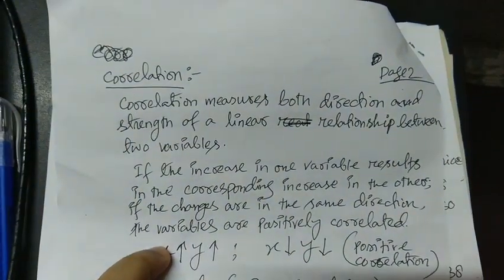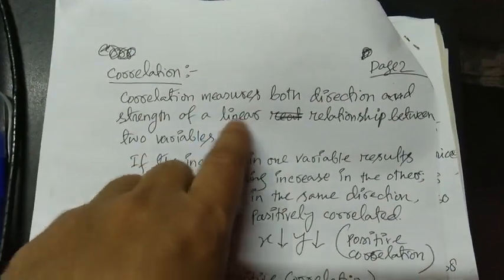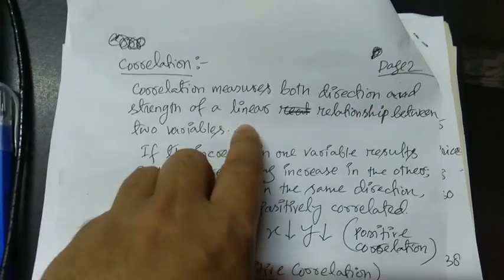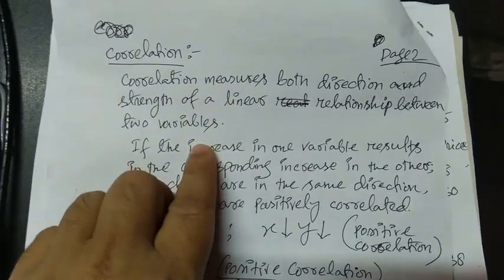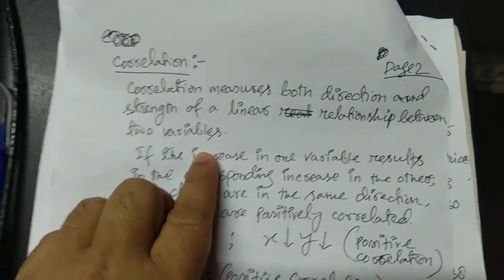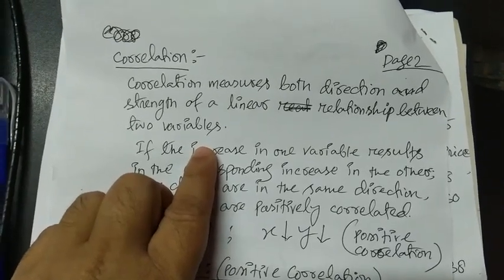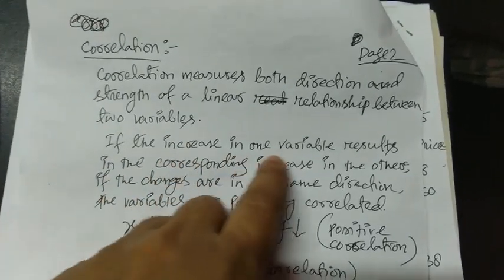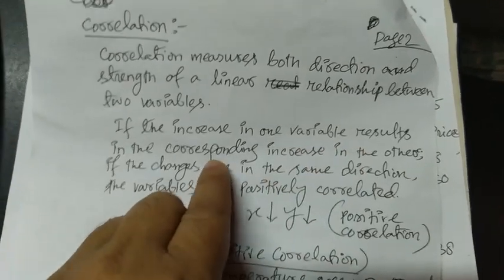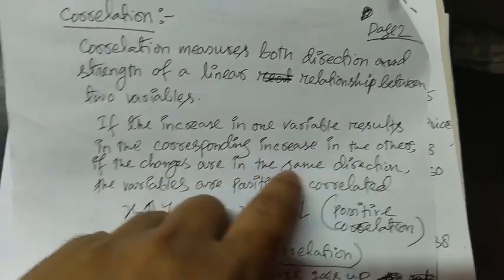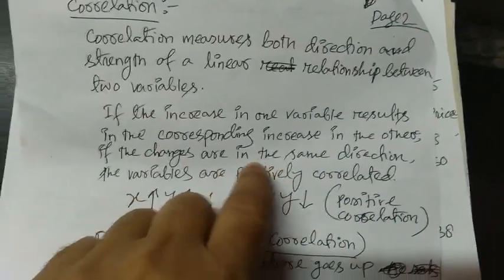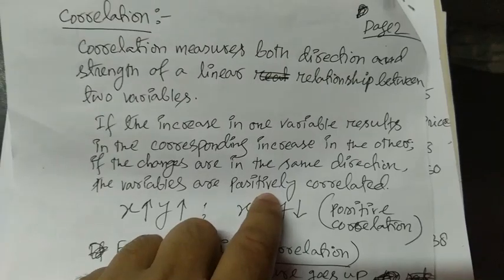So let us turn over to page number 2. Now we will study correlation. Correlation measures both direction and strength of a linear relationship between two variables. When you calculate correlation, you not only get the direction of the relationship, but you can also measure its strength. If the increase in one variable results in a corresponding increase in the other variable, that is, if the changes are in the same direction, the variables are positively correlated.